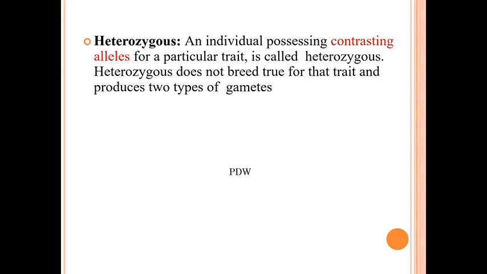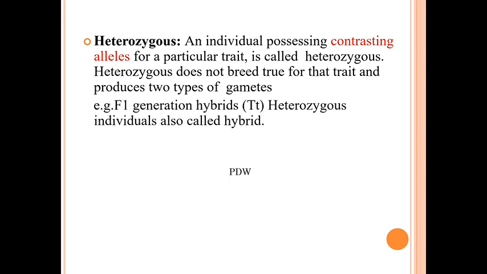Heterozygous. A heterozygous individual possesses contrasting alleles for a particular trait. Heterozygous does not breed true for a trait and produces two types of gametes. For example, F1 generation hybrid capital T small t is a heterozygous individual, which is also called a hybrid.